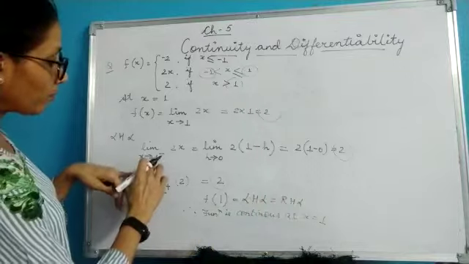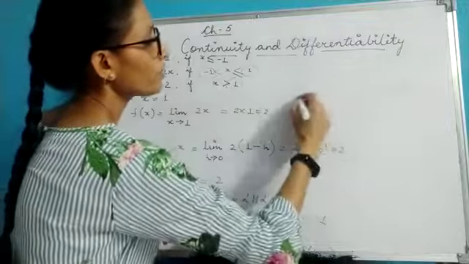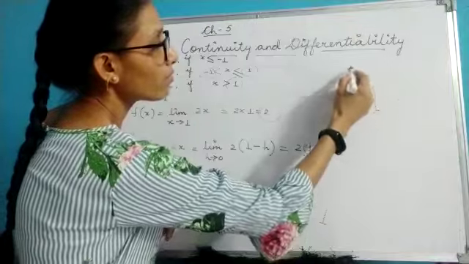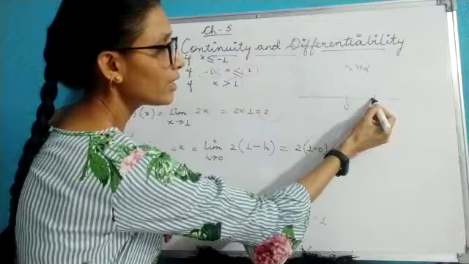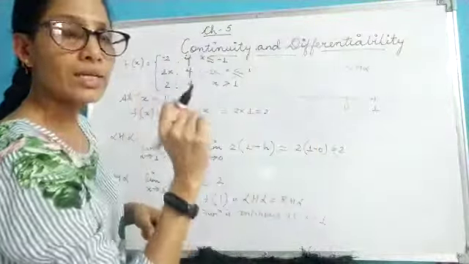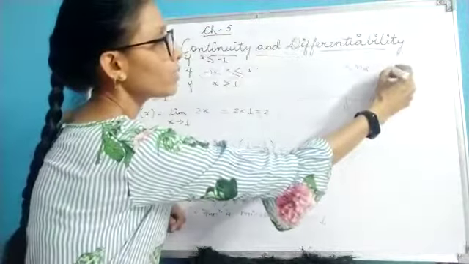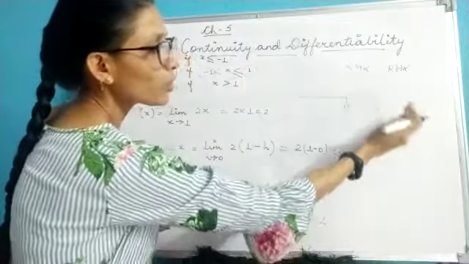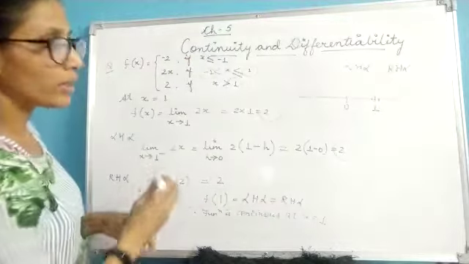Children, by 1 minus and 1 plus, what do I mean? Children, if we have a number line 0, say this is 1, if I am taking LHL, left hand limit, that means I am moving slightly towards my left. That means I am going slightly less than value 1. That's why I am writing it as LHL. And if I am doing it for RHL, that means I am moving slightly more than 1, greater than 1. That's why I have written here 1 plus and 1 minus.